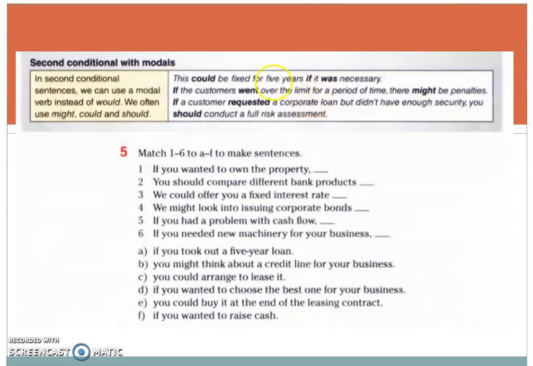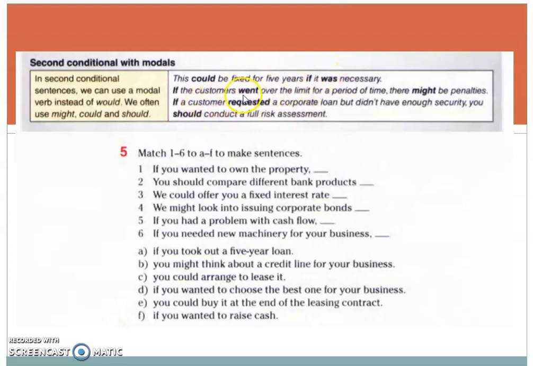Another language or grammar point: the second conditional with modals. In second conditional sentences, we can use a modal verb instead of would. We often use might, could, and should. So examples are here. Take note of the examples before you do any of this. This could be fixed for 5 years if it was necessary. So this is the modal. This is the if conditional, second conditional, in past simple.